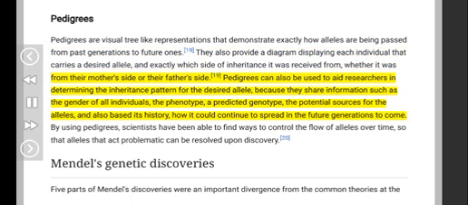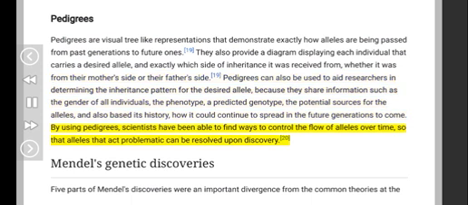They are all used to aid researchers in determining the inheritance pattern for the desired allele, because they share information such as the gender of all individuals, the phenotype, a predicted genotype, the potential sources for the alleles, and also, based on its history, how it could continue to spread in the future generations to come. By using pedigrees, scientists have been able to find ways to control the flow of alleles over time, so that alleles that act problematic can be resolved upon discovery.